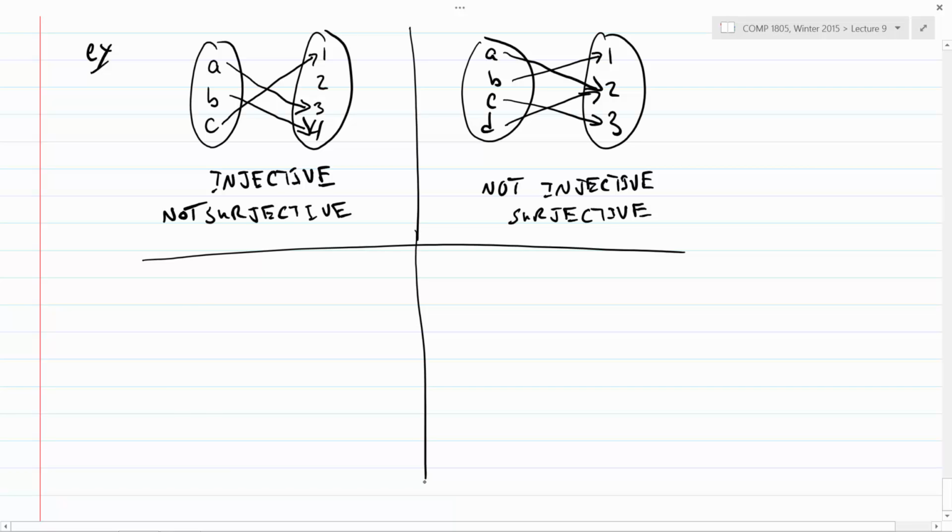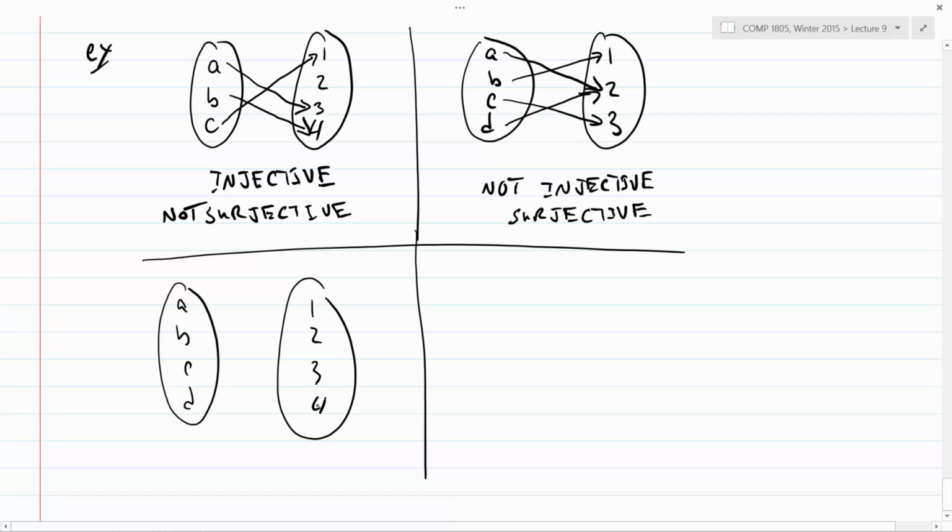This next function takes A, B, C, D to 1, 2, 3, 4, and A goes to 4. B goes to 1, C goes to 2, D goes to 3. Is this function injective? Yes. Is this function surjective? Yes. So what do I know about this function? It's a bijection. It's bijective.